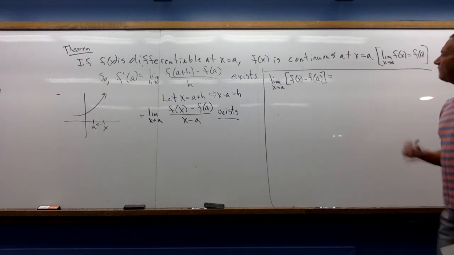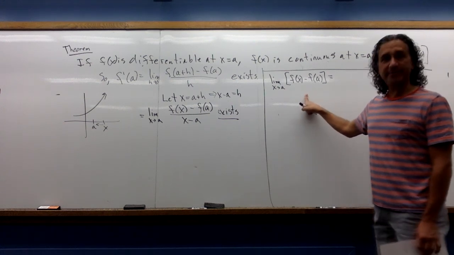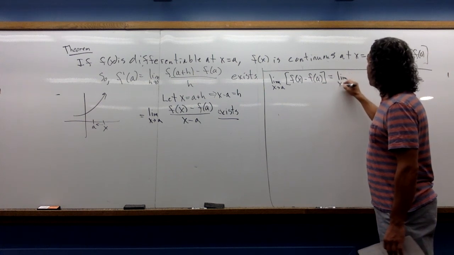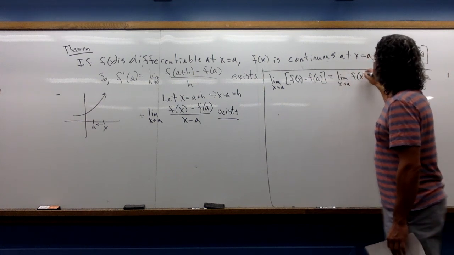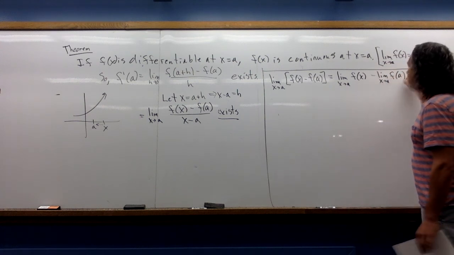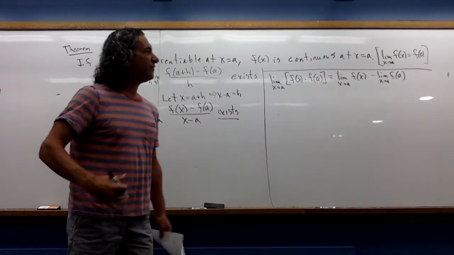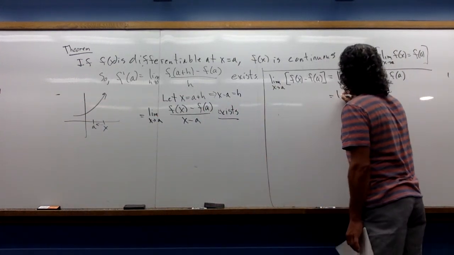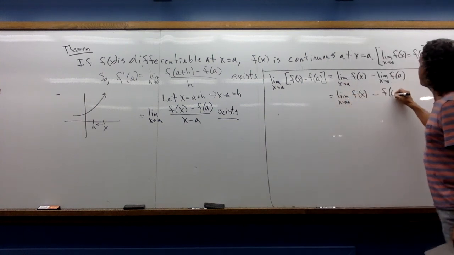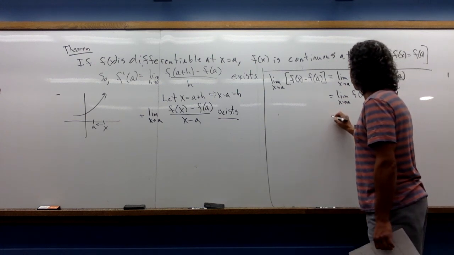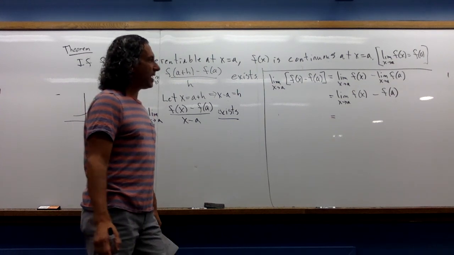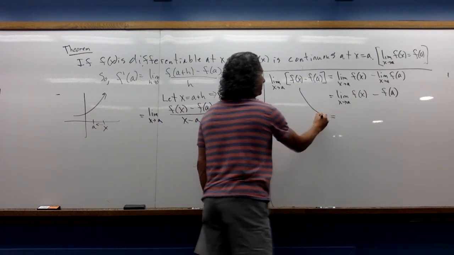Well, first off, we know that the limit of a sum is the sum of the limits. This guy's just a constant. So we have this is equal to the limit as x approaches a of f of x minus the limit as x approaches a of f of a. Now again, f of a is a constant, so we have the limit as x approaches a of f of x minus f of a. Okay, so we know that that's true. But I want to explore this in a slightly different manner.